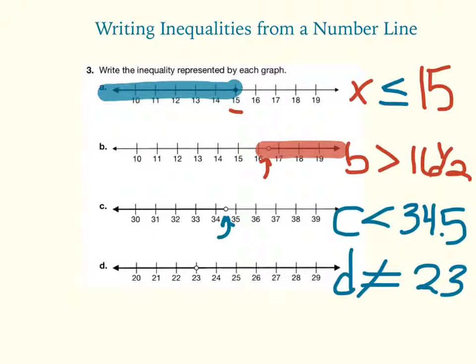I have the two answers. The only one I'm really concerned about that you might have tripped up on is this one. You see the point is at 23, but if you look closely, you can see that the arrows are going both directions. So remember in the last slide we talked about that meant not equal to. And it's the same thing in this side.